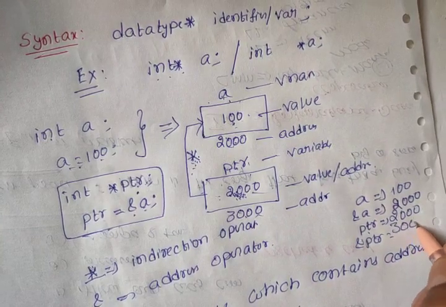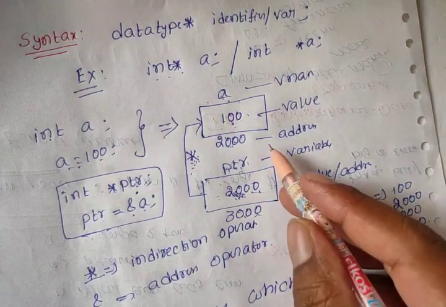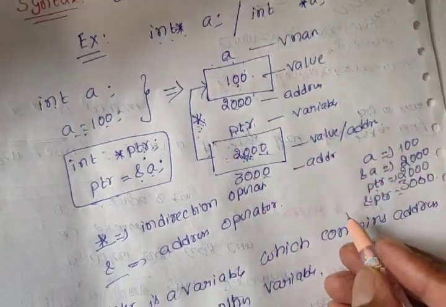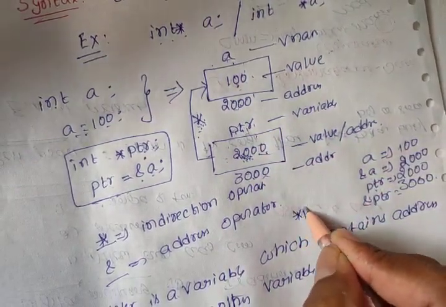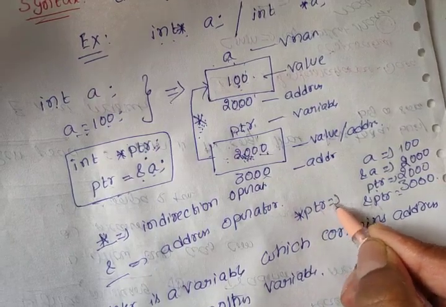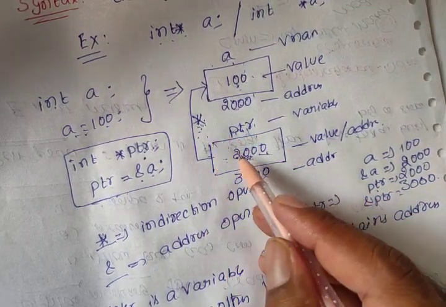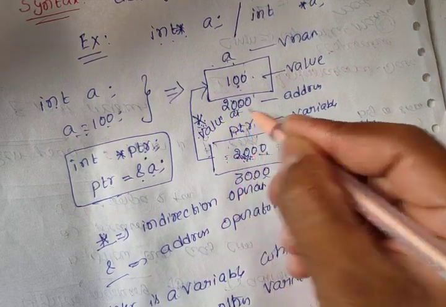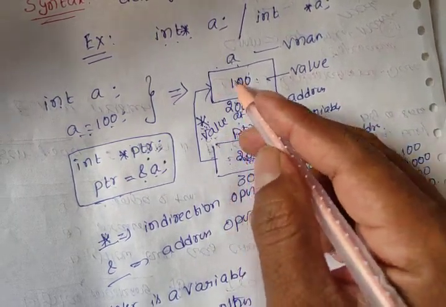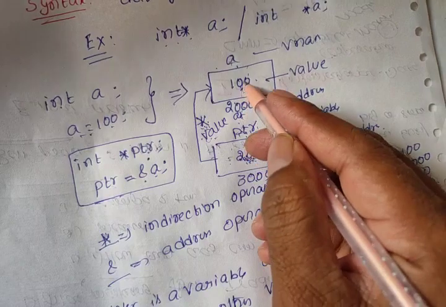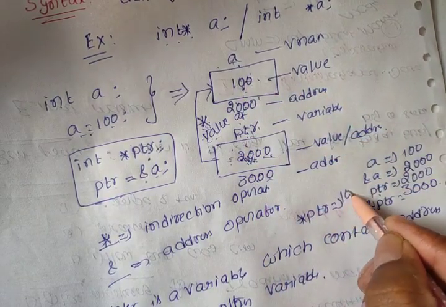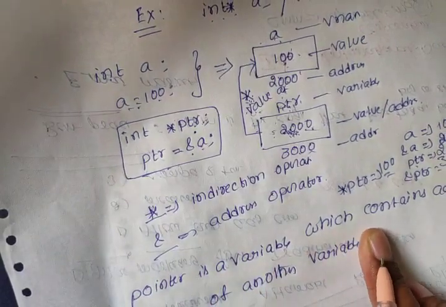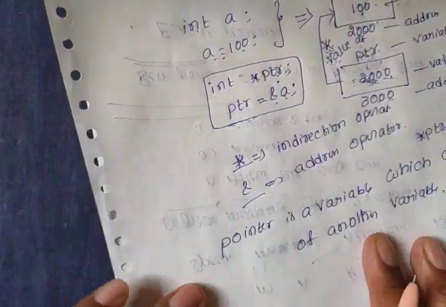If you want to access the value of a with the help of the pointer variable, we write star ptr. Star means the value at, that is, the value at address 2000. What is the value? It indicates 100. So this is a pointer variable which contains the address of another variable.